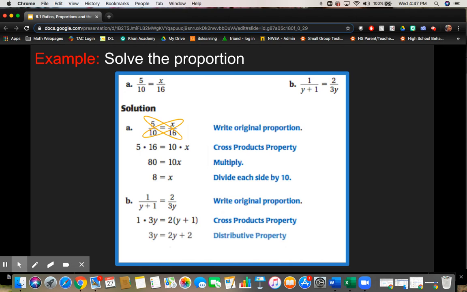Then go ahead and multiply. And here's where we add a step. We need distributive property here. 1 times 3y, that's just 3y. But we need to multiply 2 times y to get 2y, and 2 times 1 to get 2. Now we can finish up this problem. Subtract 2y from each side, and we get y is equal to 2.